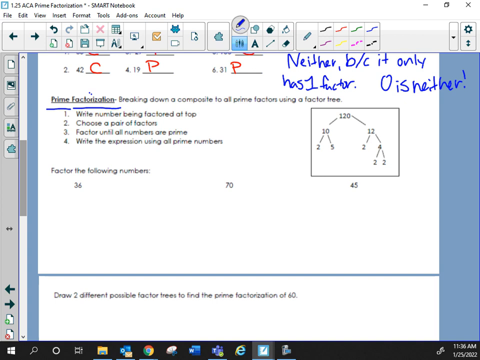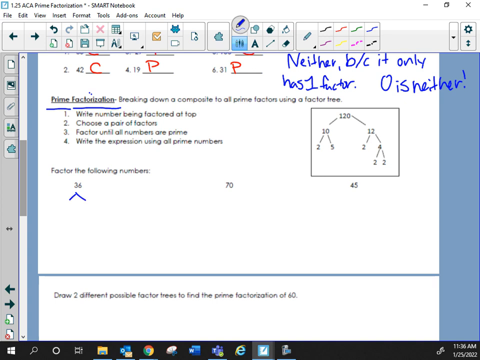So in order to do prime factorization, we write the number and create a tree diagram. We write down the number being factored at the top and choose a pair of factors. We're going to break those numbers down until they are all prime. What do I mean by that? Let's take the number 36. What two numbers could I multiply to get 36? 1 times 36 is not going to help me. 2 and 18, right?